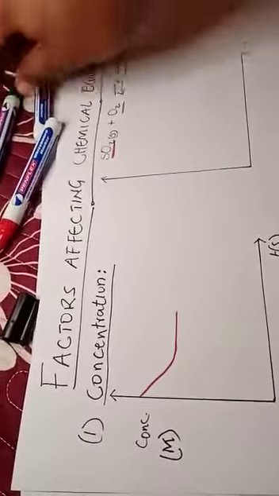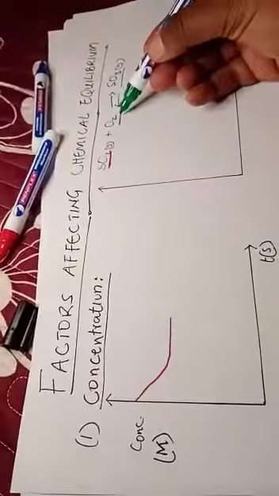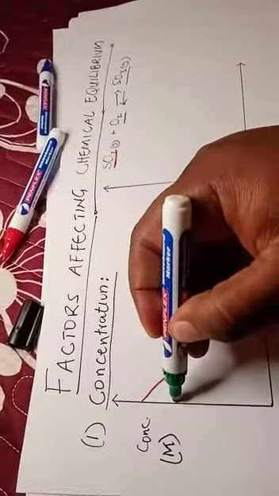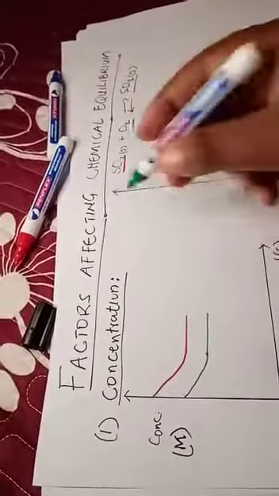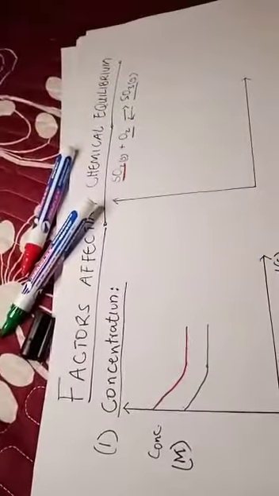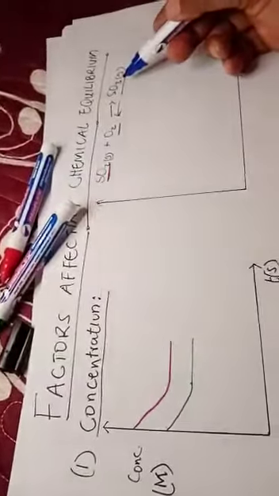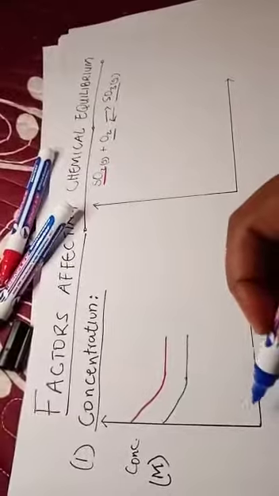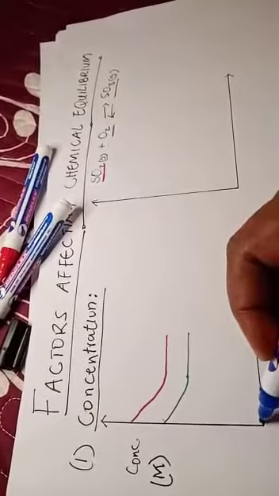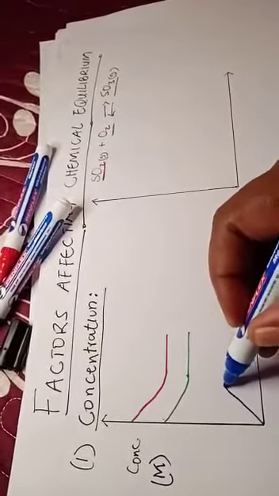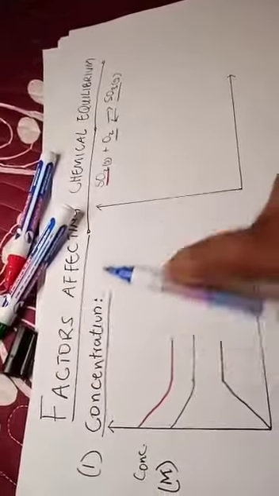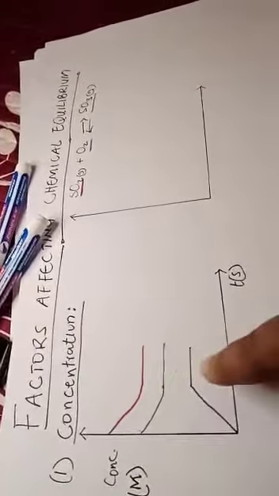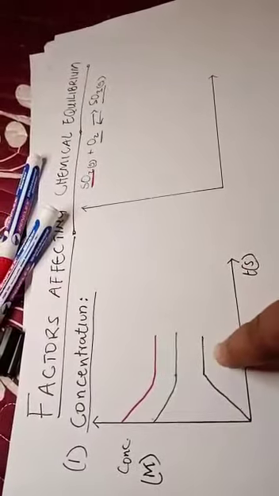Then oxygen is also a reactant, so we say the concentration would also decrease until it becomes constant. Then sulfur trioxide is the product, so it's the one being formed. So the concentration will increase until it becomes constant. Take note, the system is already at equilibrium.